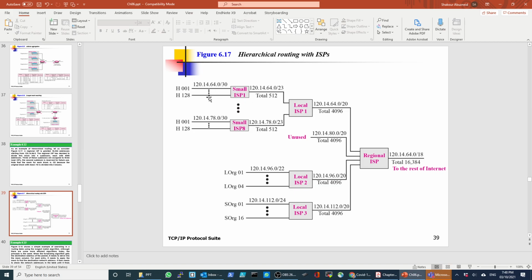Each one of these, 512, 512, 512, 512, you add them together, will give you 4096 IP addresses. So this will provide 4K. If you add them up, it will provide you with a total of 16,384, and will be connected to the internet. So this is like a regional internet service provider. This is a local internet service provider, another local internet service provider. These are small, and so on and so forth. We call this hierarchical routing with ISPs, okay?